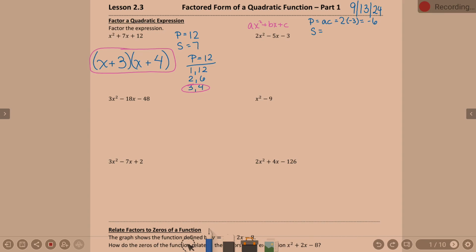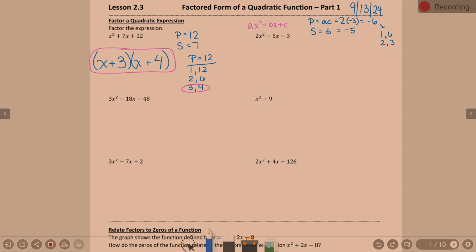And for your sum, it's still a sum of the B term. What is B? -5. So I need 2 numbers that multiply to be -6 and add to be -5. This is a tricky one when it comes to 6s and 5s, but what are my options for multiplying to be 6? You could say 1 and 6 or 2 and 3.